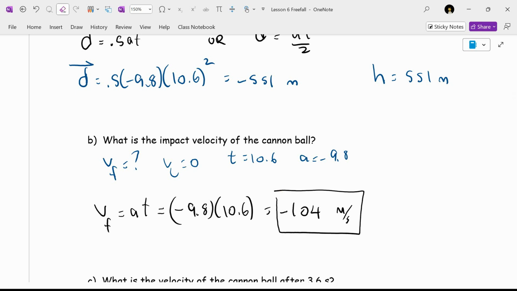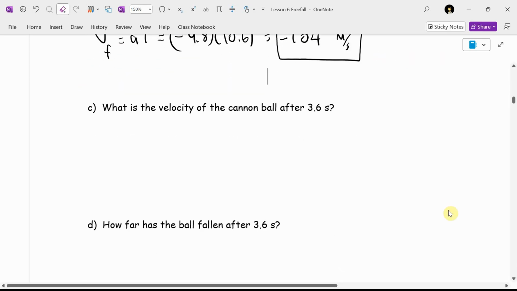So if we're talking free fall, I can give you some information and say, tell me the height of the cliff, tell me how fast we hit the ground. Part C: what's the velocity of the cannonball after 3.6 seconds? Faith, what's this question asking me to find?